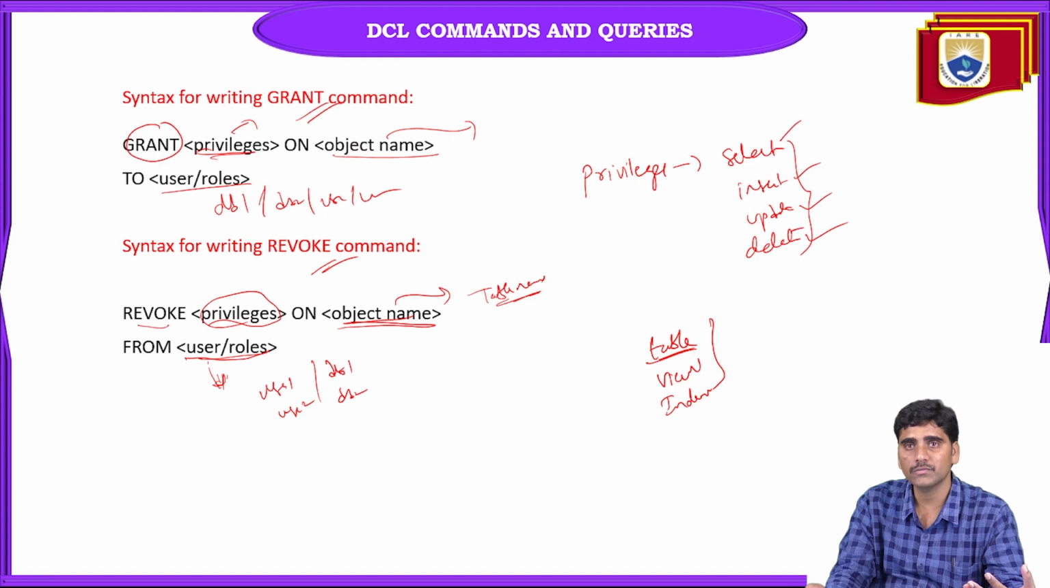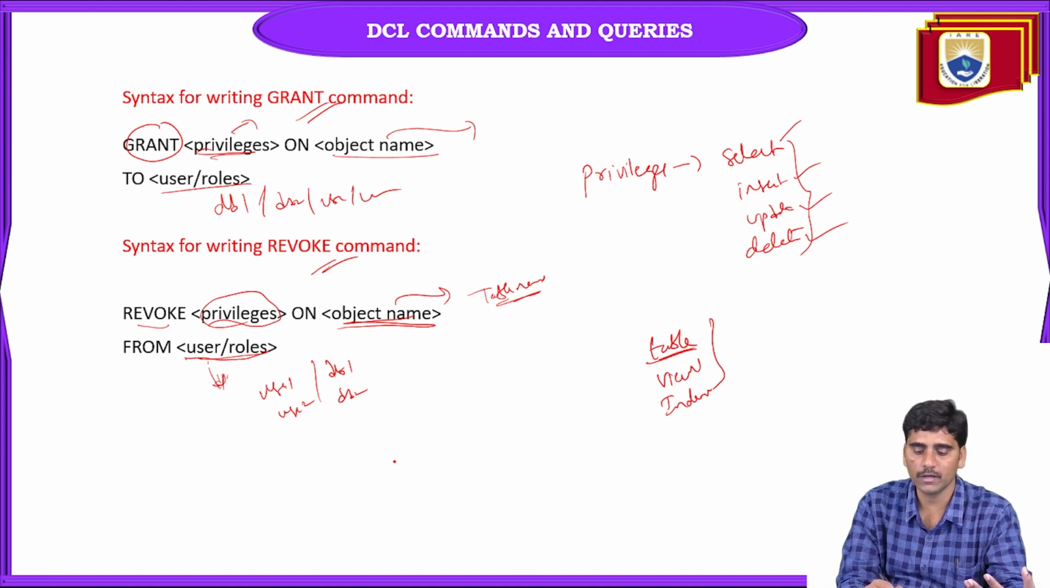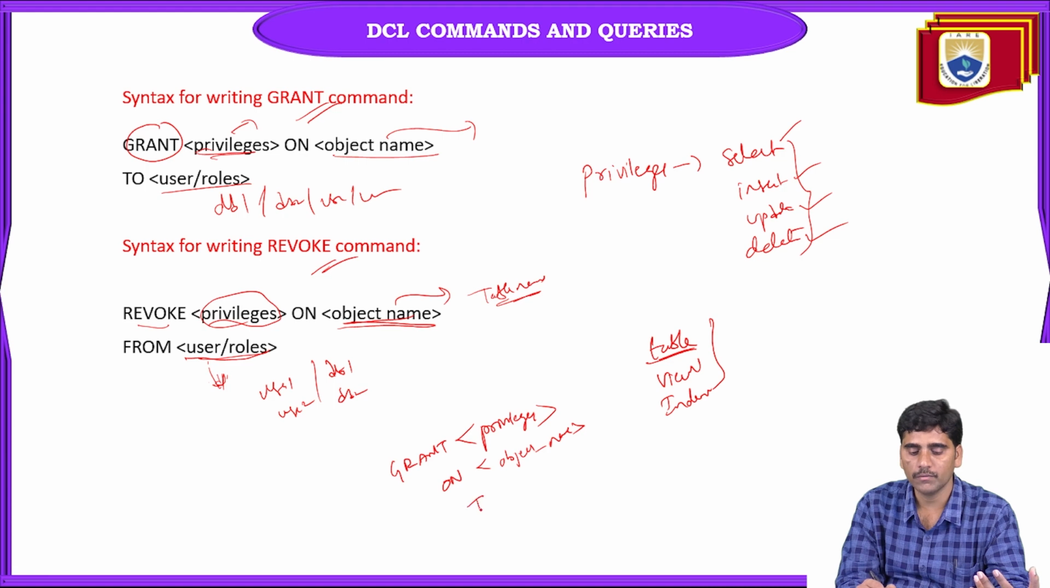So here is the syntax for writing the grant command. How can we write the grant or revoke command? We must specify grant, then we must specify the privileges, what type of privileges we want to grant, on what, the table name or object name, on which you are going to grant the privileges, and to what user you are going to grant the permissions.